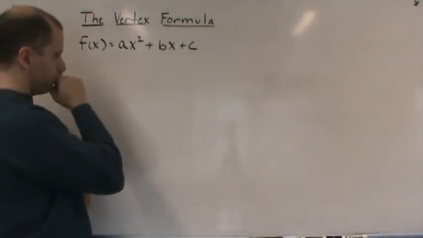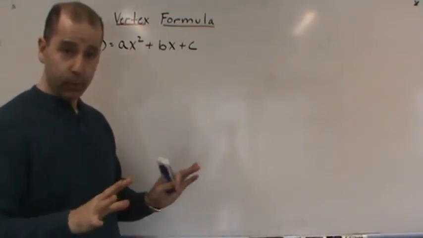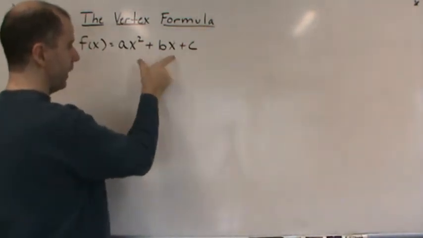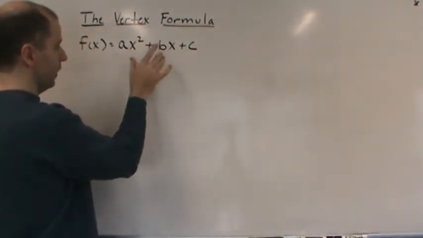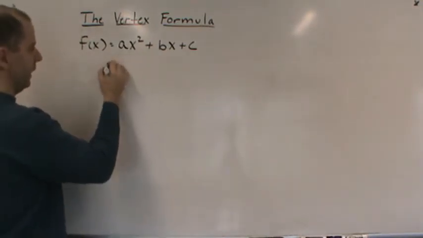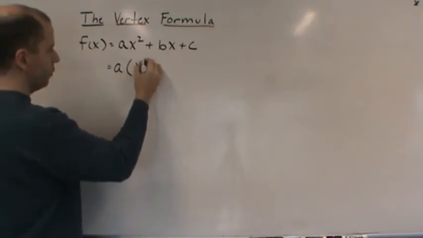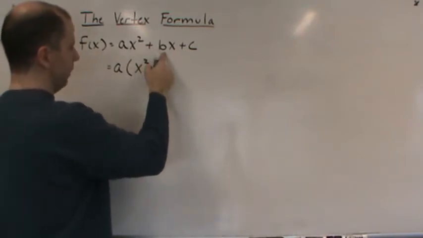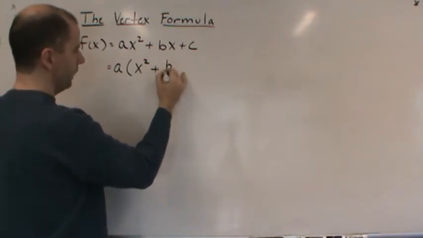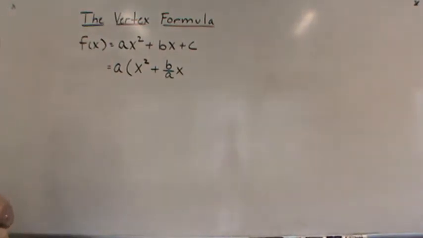Now, I'm going to treat this a, because a can be any number, so I'm going to factor out the a. Again, here's the constant. I'm going to ignore that, and I'm going to treat these two terms here. When I factor out the a, I get a times the quantity of x squared, and this has to become b over a times x.